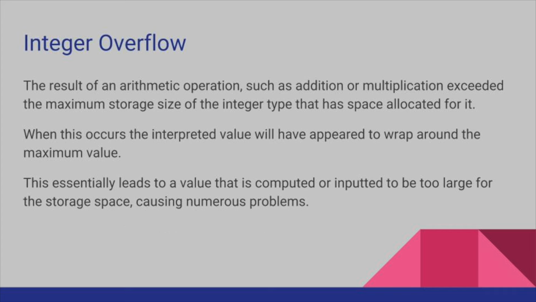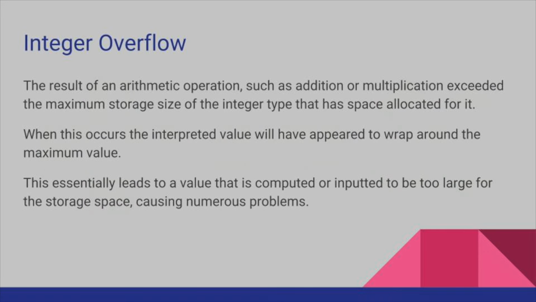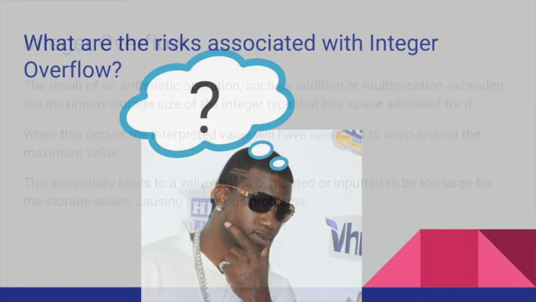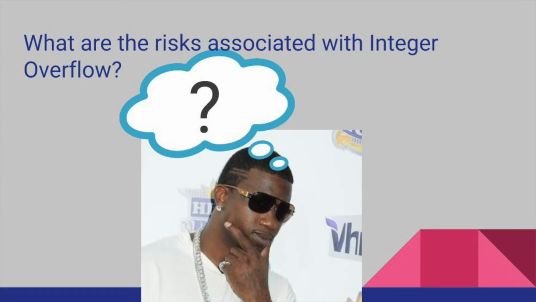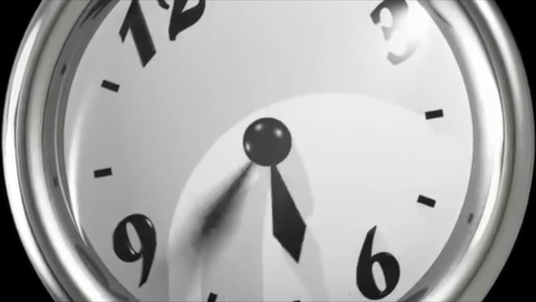Integer overflow is a result of an arithmetic operation like addition, subtraction, or multiplication, exceeding the maximum storage size of the integer type. Now I'm sure you're wondering, what are the risks associated with integer overflow? When this occurs, the interpreted value will appear to have wrapped around the maximum value and started again at the minimum value. This is similar to a clock that represents 1300 hours by pointing at 1 o'clock.